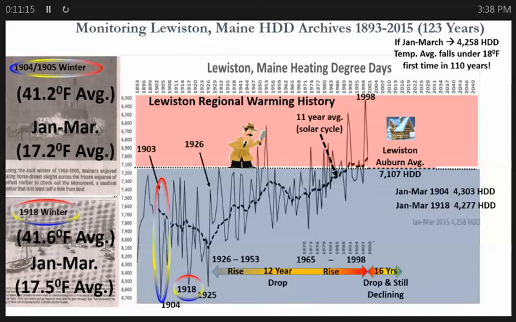If we look at the third coldest time period for January through March, we discover it is this year, January through March 2015. For the Lewiston Auburn area, it was 4,258 heating degree days. And again, if we were up around Bangor or the Allagash, it would have even been colder. This history is specifically for this region, all three numbers you see there. And 2015 translates to about 17.7 degrees. So, as I said up above, this is the first time in 110 years that the quarterly temperature around Lewiston-Auburn slipped under 18 degrees.